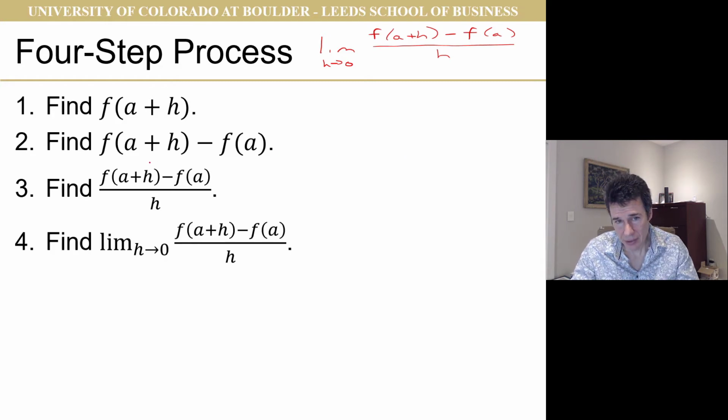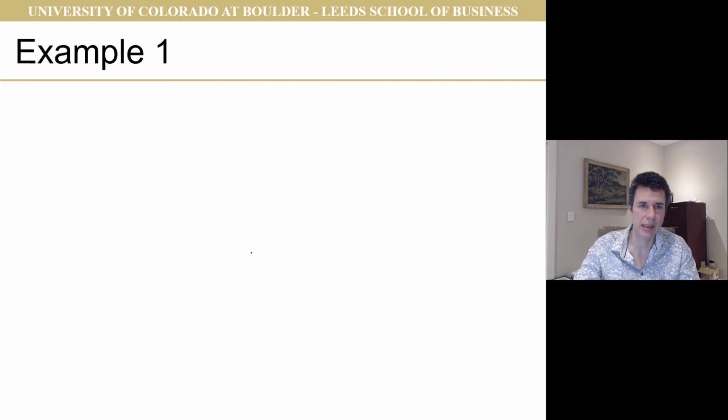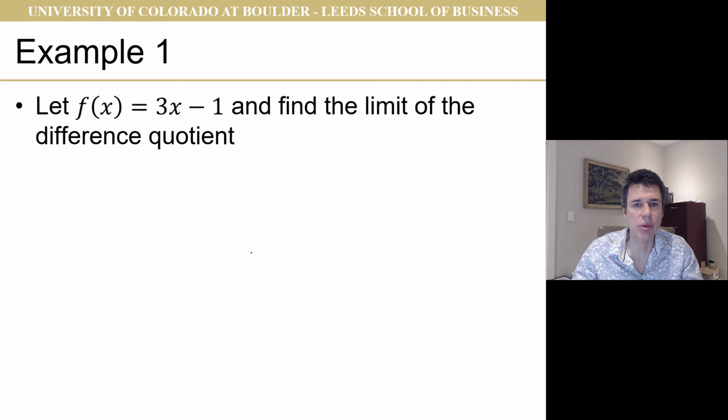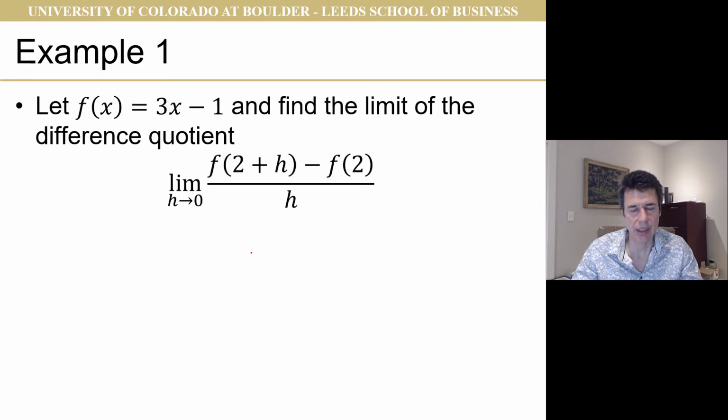Now, because we were able to cancel out an h here, simplify this, we can often take this limit. So let's do some examples. Let f of x equals 3x minus 1 and find the limit of the difference quotient: the limit as h goes to 0 of f of 2 plus h minus f of 2 over h. Okay, so we're just going to go through a process. And again, we will find eventually a much easier way to do this. But right now, we're just going to go through a process to practice our limits.